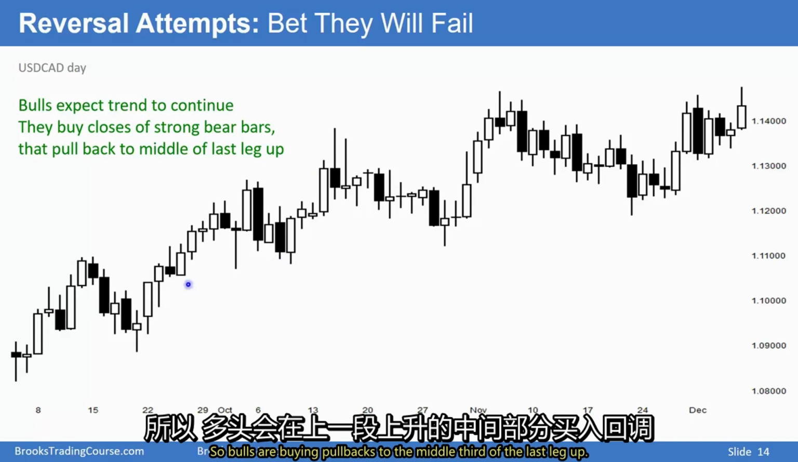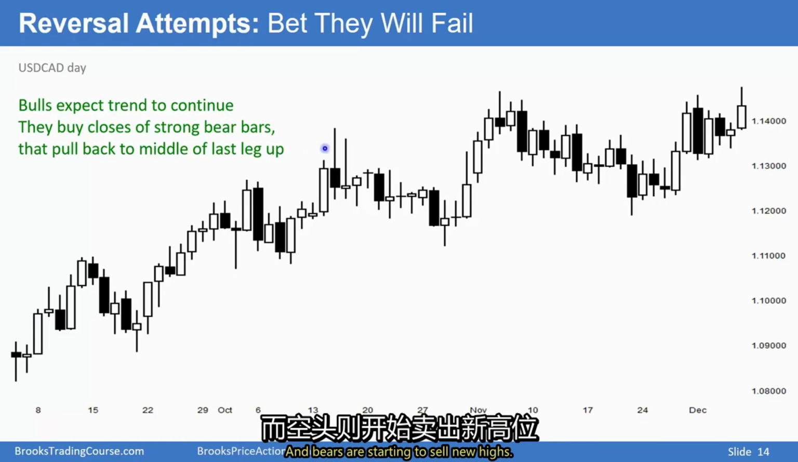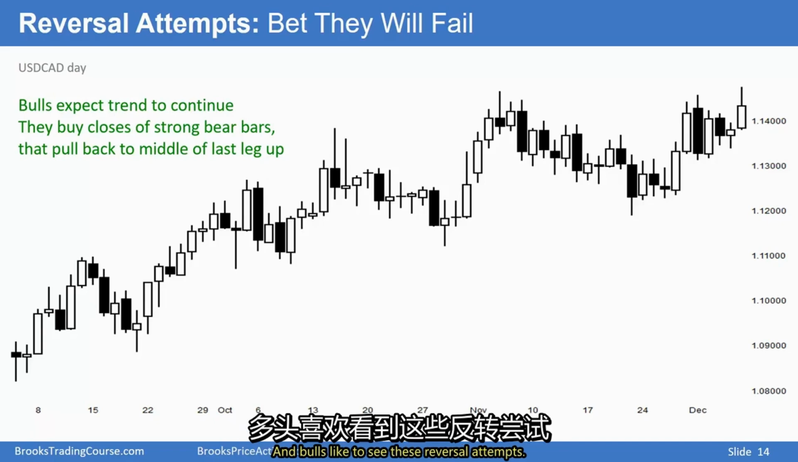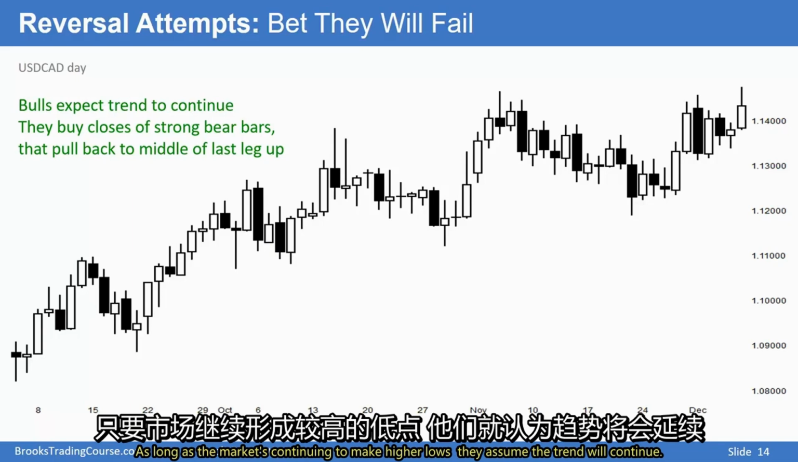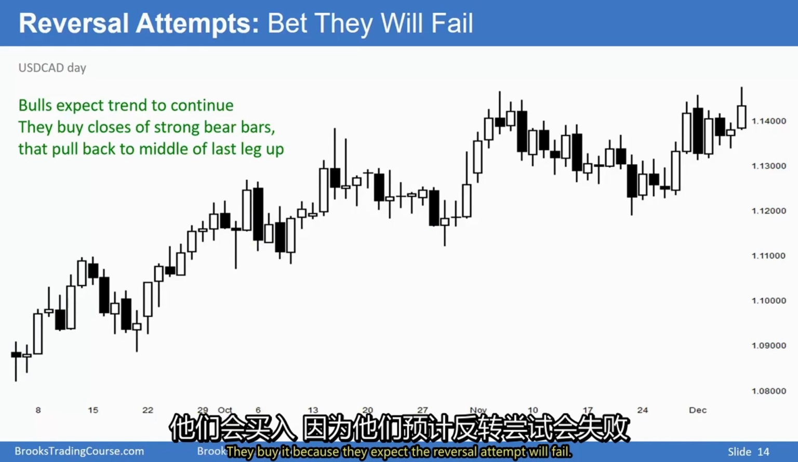So bulls are buying pullbacks to the middle third of the last leg up, so they buy somewhere in here, and bears are starting to sell new highs, and bulls sell at new highs as well to take profits. And bulls like to see these reversal attempts. As long as the market's continuing to make higher lows, they assume the trend will continue. So whenever they see a reversal attempt like this or that or this, guess what? They buy it because they expect the reversal attempt will fail.